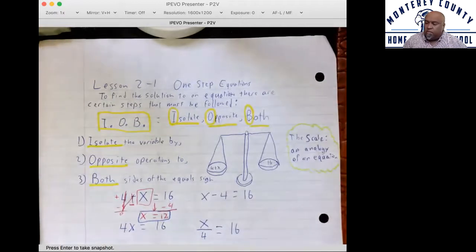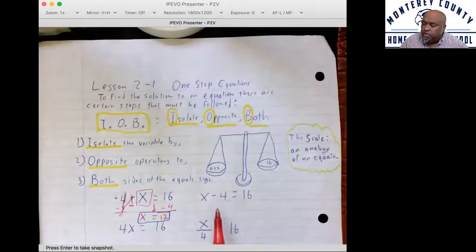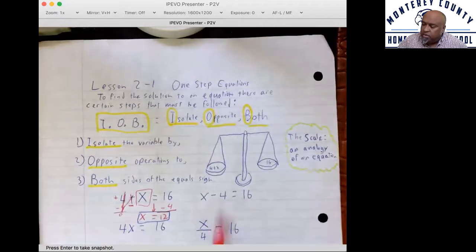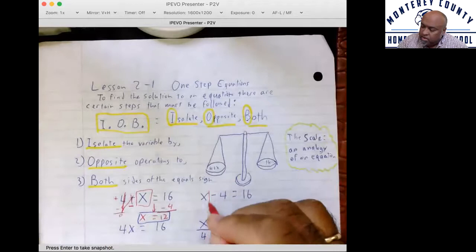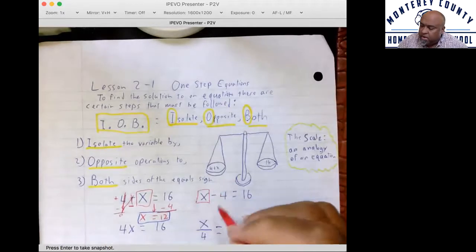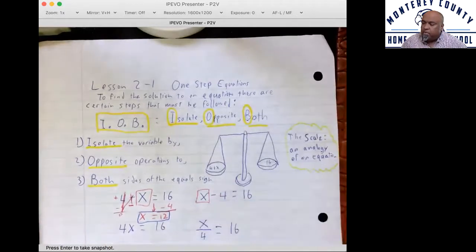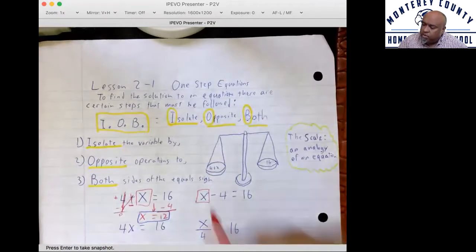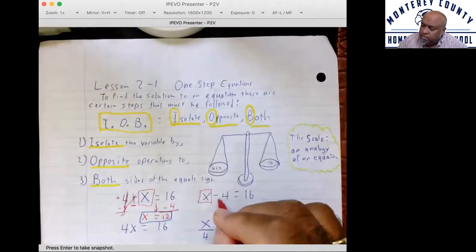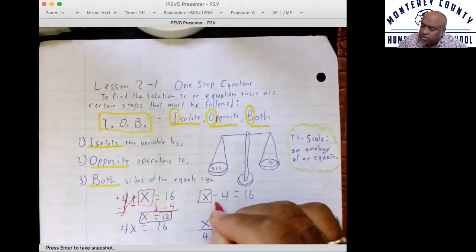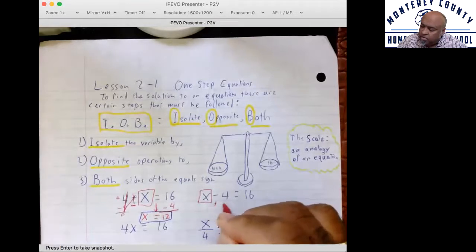Now let's do the same steps with the next problem. Isolate, opposite, both. I want to isolate the x, make it be by itself. Opposite operation, that's how I do it. What do I mean by opposite? Well, 4 has been taken away from x, so in order to do the opposite operation, I must add 4 back.